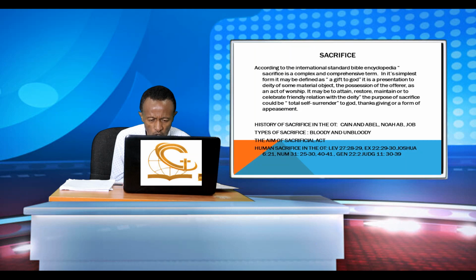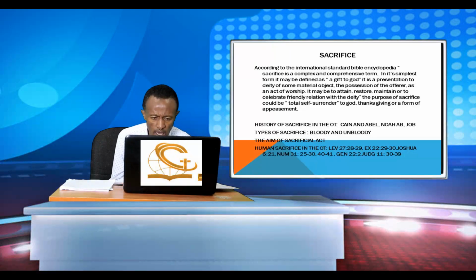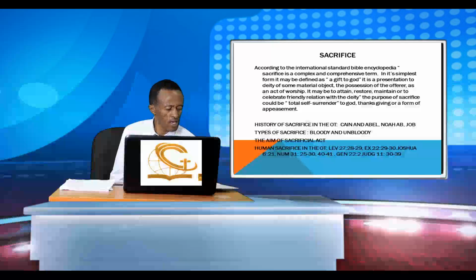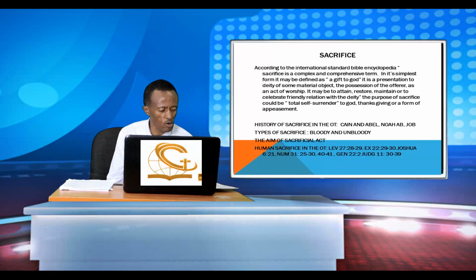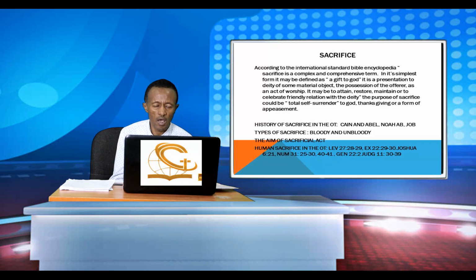History of sacrifice in the Old Testament: Cain and Abel, Noah, Abraham, and Job. So they indicate the sacrifice. There are two kinds of sacrifice, the bloody and the unbloody sacrifice. The bloody sacrifice is by slaughtering animals and giving them as a holy sacrifice for the Lord or for the deity.